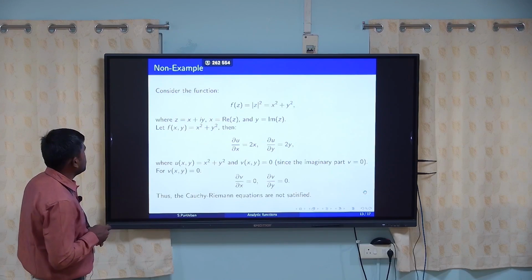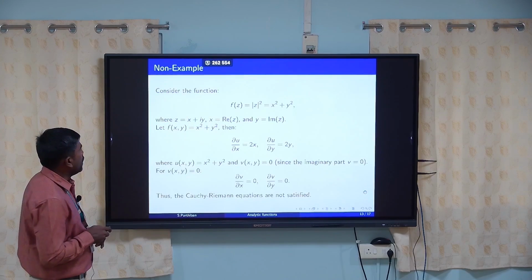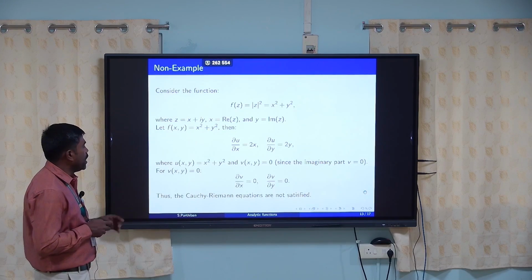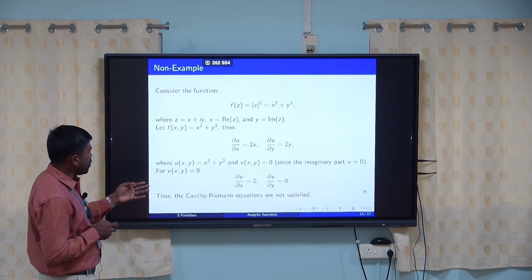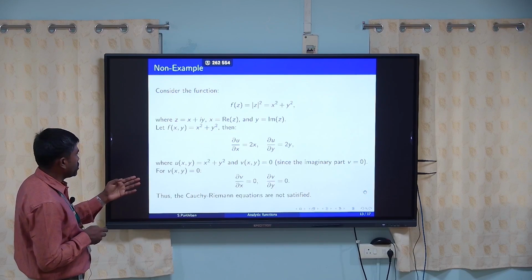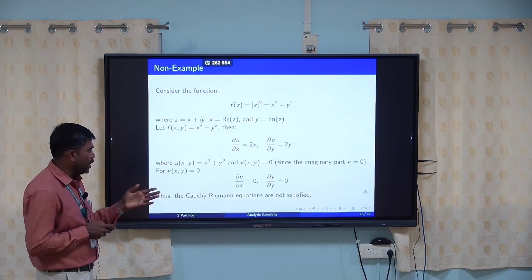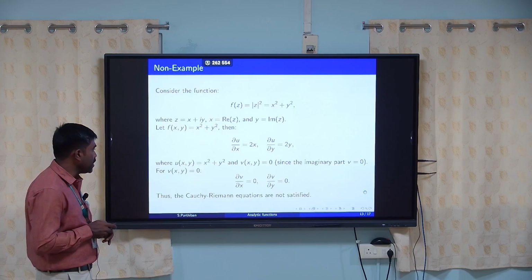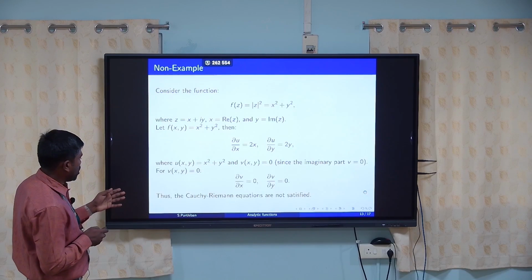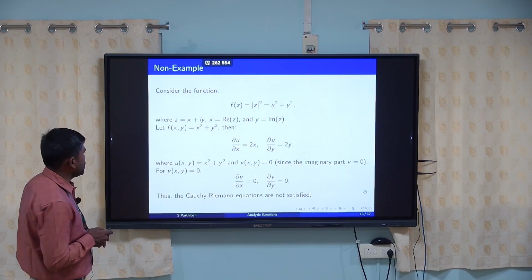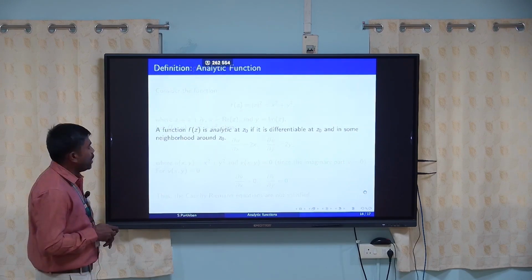So let us see the non-example. Consider the function f of z is equal to modulus z square. We can find the partial derivatives dou u by dou x, dou u by dou y, dou v by dou x, dou v by dou y of the real and imaginary parts respectively. We can see that the Cauchy-Riemann equations are not satisfied. Hence, the function is not differentiable.